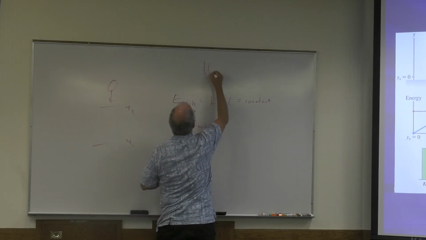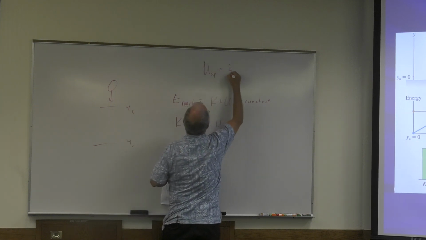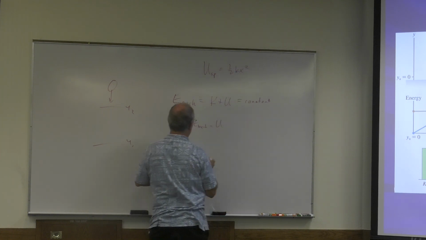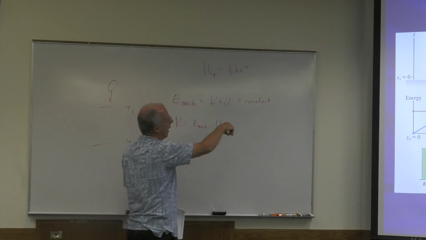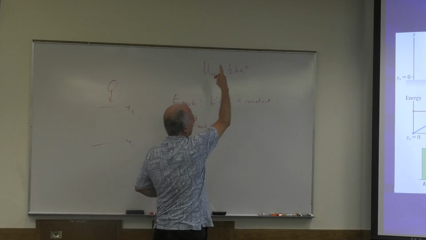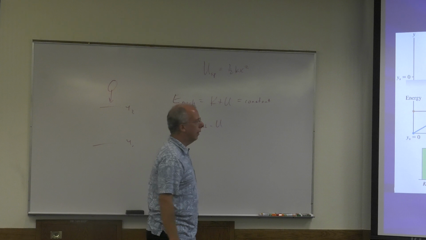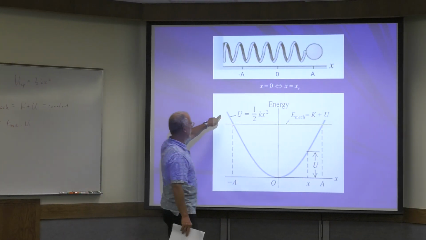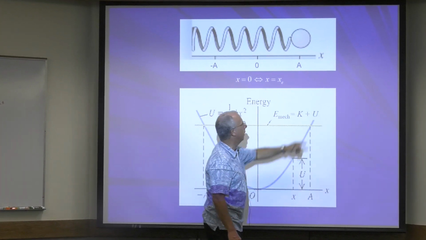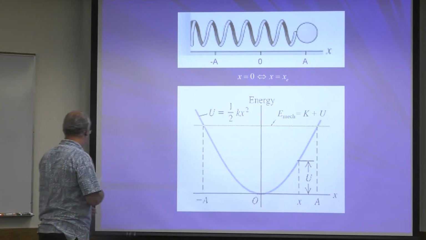So now, for spring, 1/2 kx squared is the potential energy. And what's that? If we were to plot energy versus x, that's a parabola, right? Concave up parabola. Okay, so there we go, right? 1/2 kx squared, nice parabola. Now, there's something you have to realize, though.